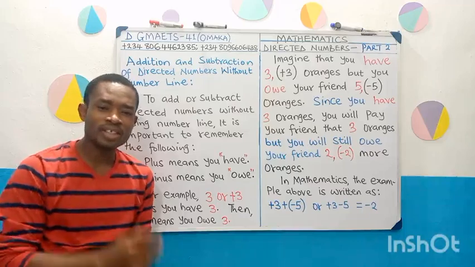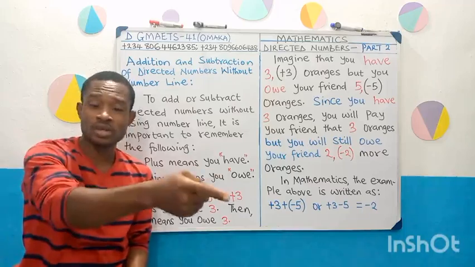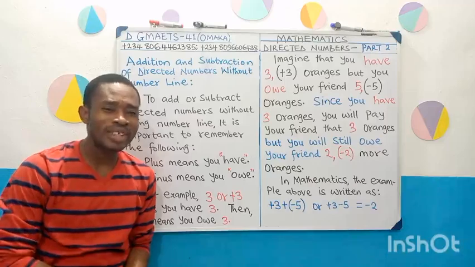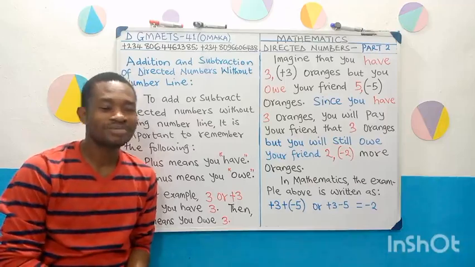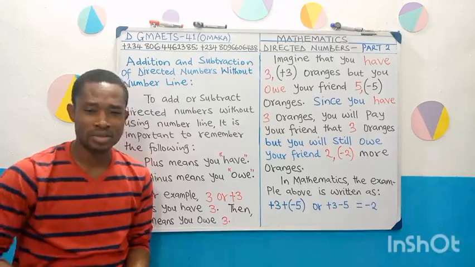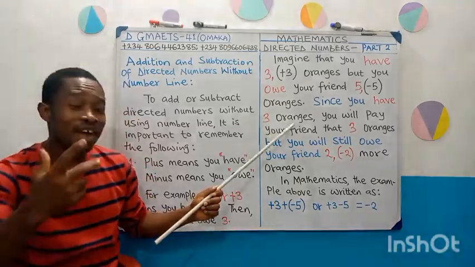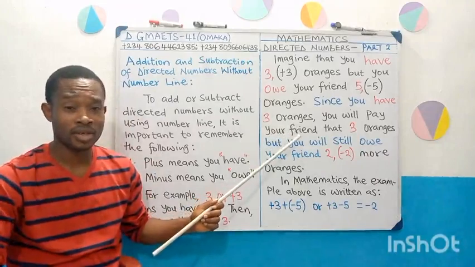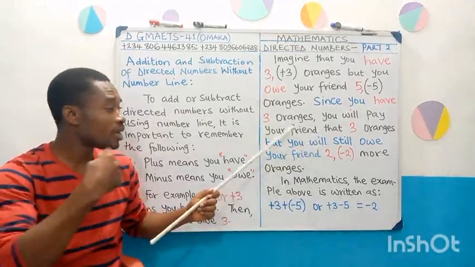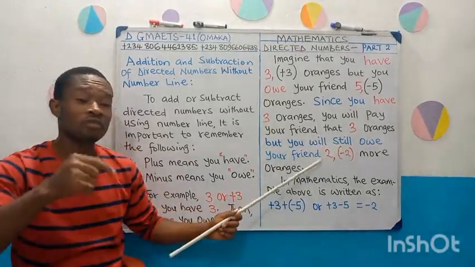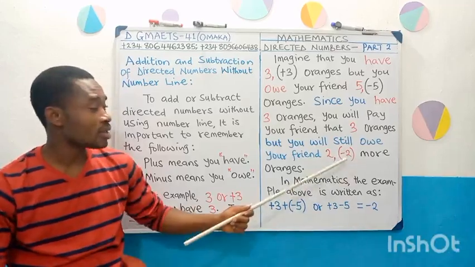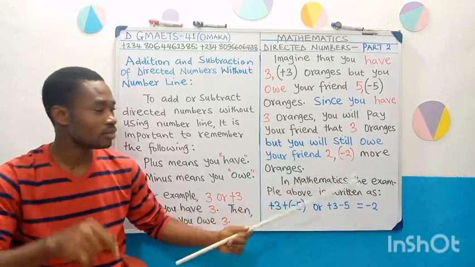But let me ask you, when you pay the 3 oranges, because you have the 3 oranges, but you are owing someone 5 oranges. If you give your friend the 3 oranges that you have, have you completely paid your friend? No. You will still be owing. How many oranges? 2 more oranges. So look at that. When you have 3 oranges, which is plus 3 in mathematics, you are owing your friend 5 oranges, that is minus 5. Now, if you pay the 3 oranges, you will still owe your friend 2 more oranges. Remember, we said that to owe is minus that number, okay?